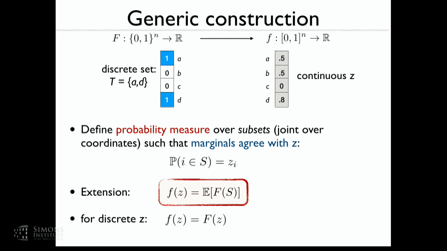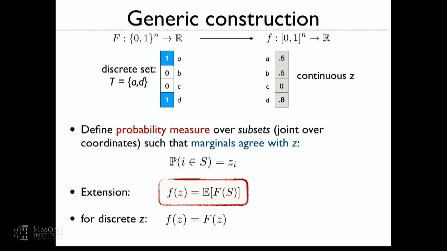So is this well defined? It's well defined up to something, and the something is that, well, I said the marginals should agree with z. But what is the joint distribution? I can have many different joint distributions that have the same marginals. I haven't specified that yet. And depending on what the joint distribution is, I will get out different extensions here. So that is the important thing to notice.